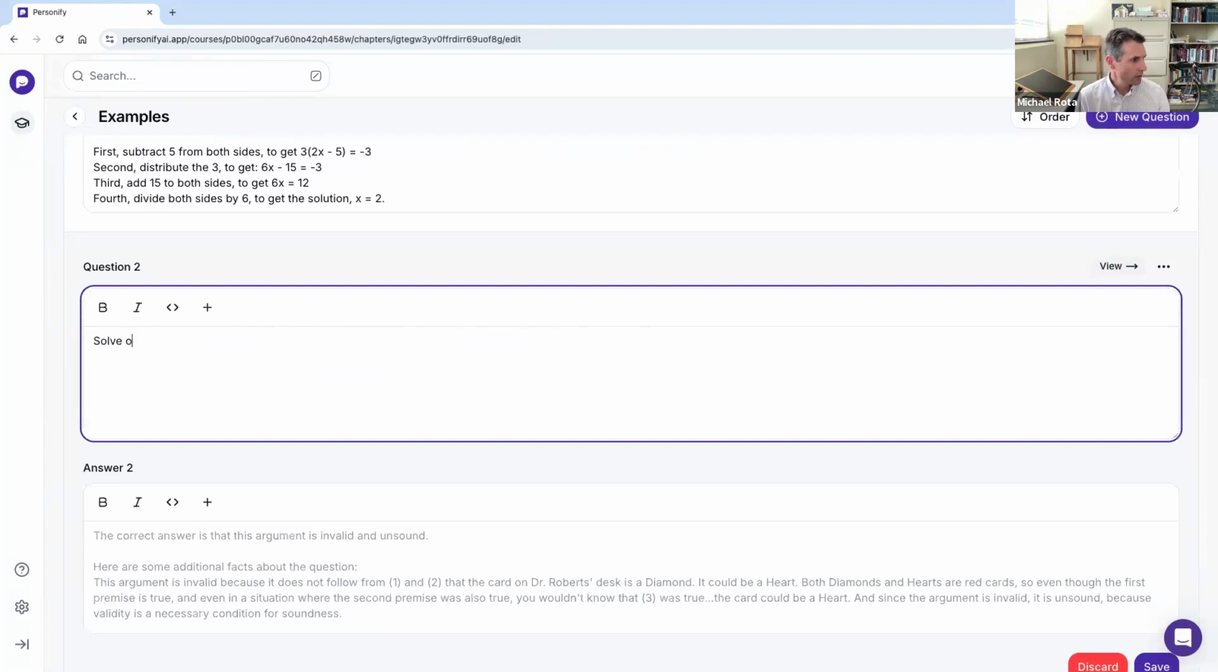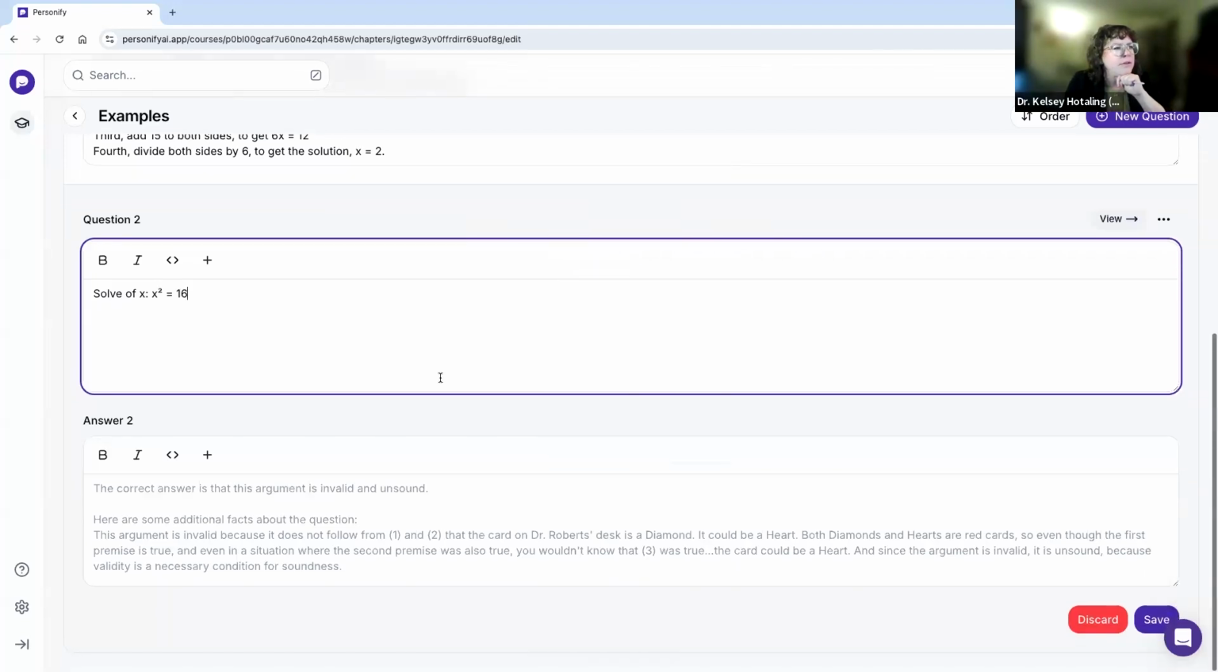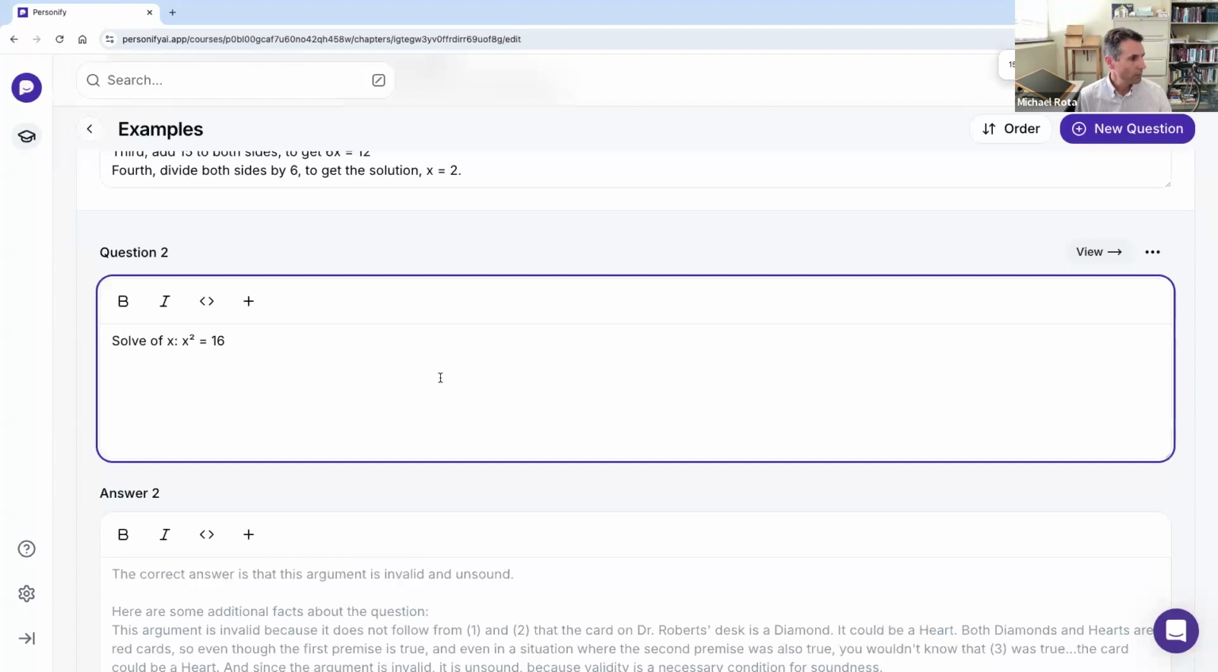Kelsey, can you see everything all right, or is that too small? I can see well. Yeah, good. Anybody having issues? I'll make it a little bigger.